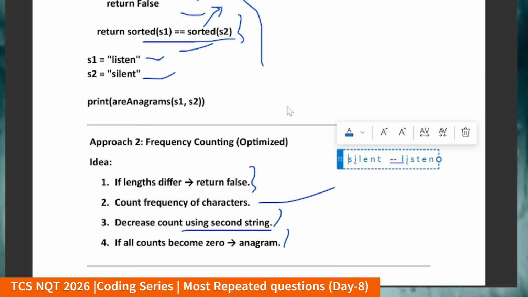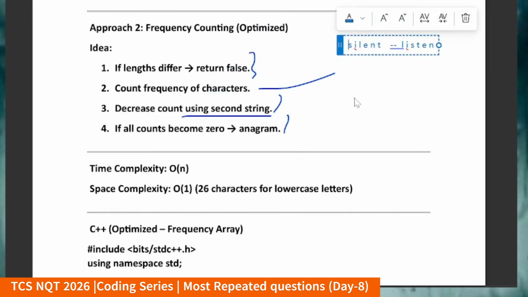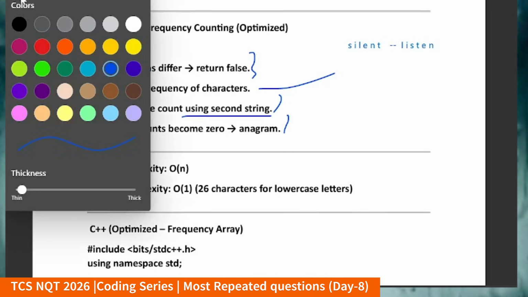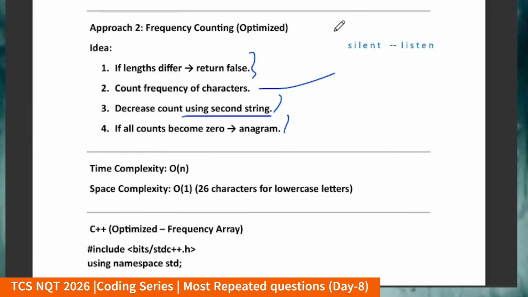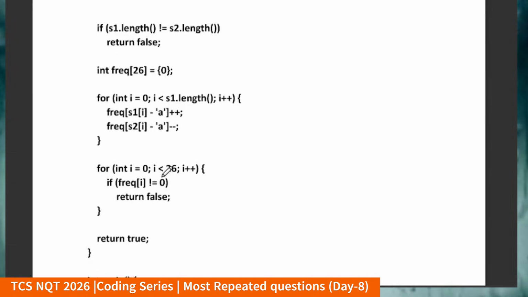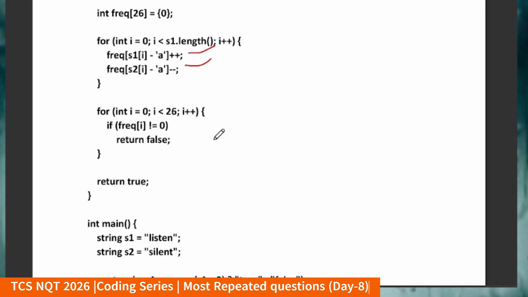particularly this frequency counting optimization. I will just count the frequency of characters in both strings. If you want, you can also use the two pointer approach. You are free to apply any logic. Here I am declaring frequency for s1, counting the characters and adding, similarly frequency for s2 and subtracting, and just comparing. If the frequency of any character is not equal to 0, I will return false, otherwise return true.